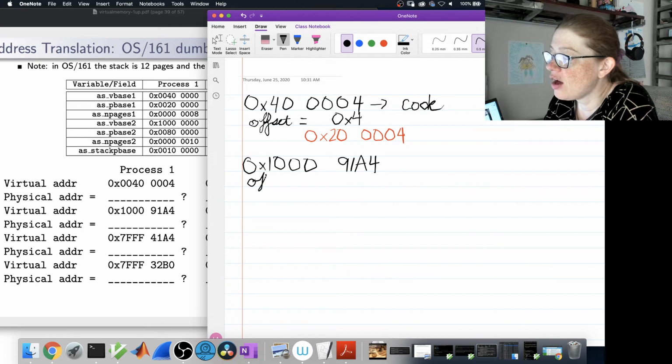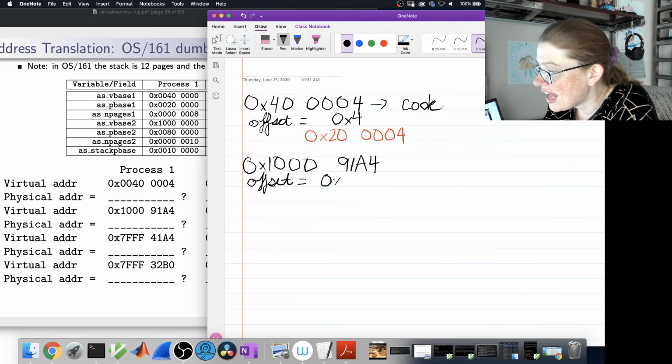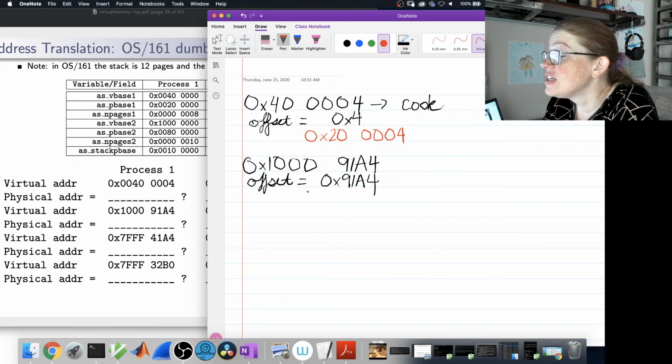So I compute the offset again just by subtracting the base address of the data segment. So I get my offset as 91A4. And that's going to then give me the physical address of, looking up at P-base, 8091A4. Not so bad, right? Now the third one.